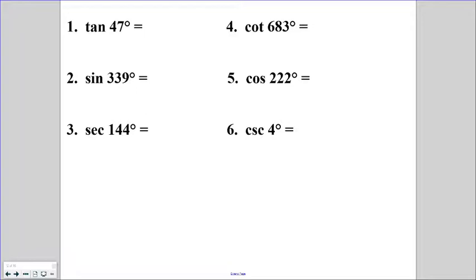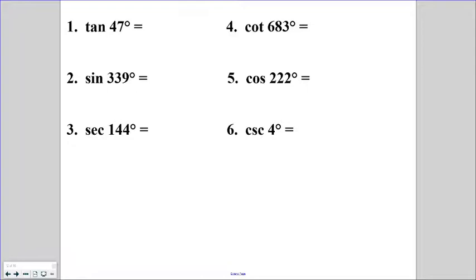So you're going to type everything into the calculator. We're going to write what we type into the calculator, and then we're going to draw a diagram to represent that value that we get. So tangent of 47 degrees, the first thing that's really important is that your calculator is in the correct mode. So whatever calculator you're using, graphing or scientific, hit the mode button and just make sure degrees is what's being highlighted there. Otherwise, you're going to get the wrong answer.